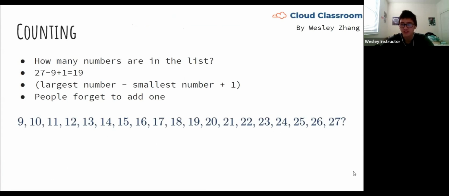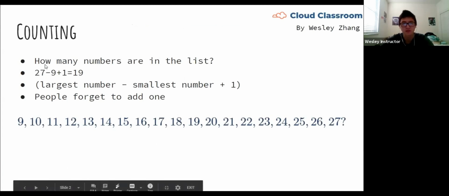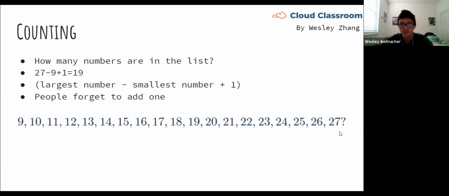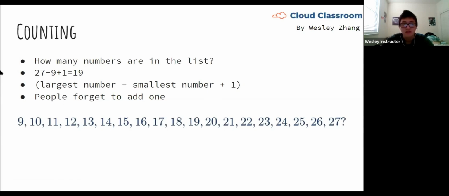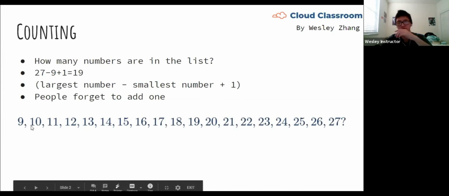So you could count all these numbers, but an easy way to do it would be just to subtract the biggest number by the smallest number and then add one, and there's 19. Many people forget to add the one. They just assume if you subtract the biggest number minus the smallest number, you'll get the number of numbers in the list. But that's actually one less than the number of numbers. So subtract 27 minus 9, and you add one, and there's 19 numbers in this list.